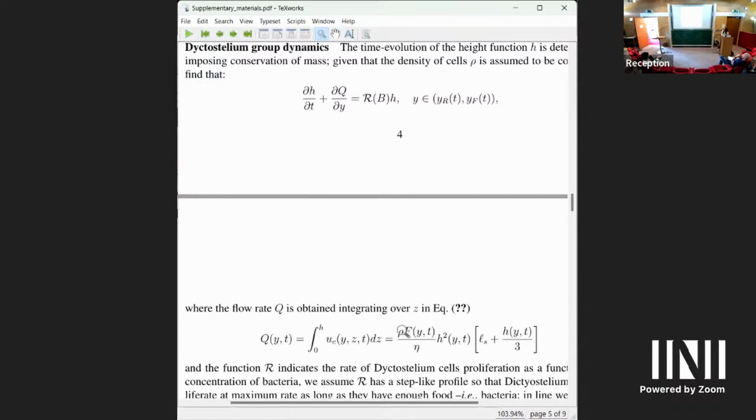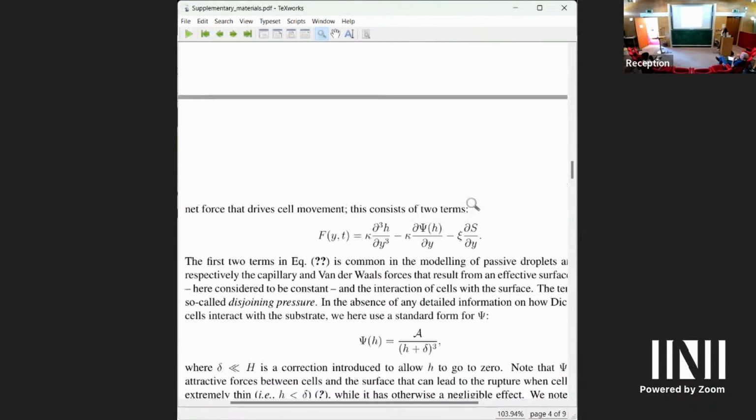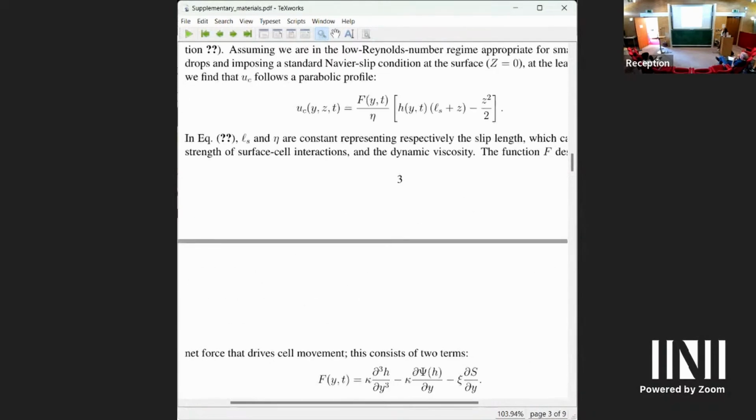They are captured here in F. Sorry, F is the driving force. So what's the F? F is basically surface tension. I'm sorry, I should have given you more information in the slide. F itself depends on H by the surface tension.